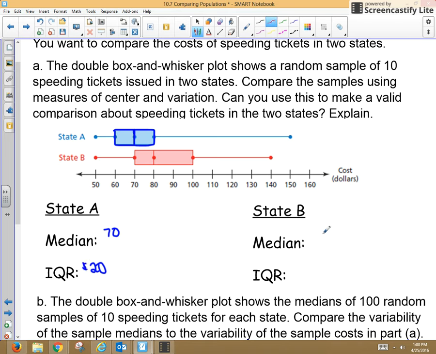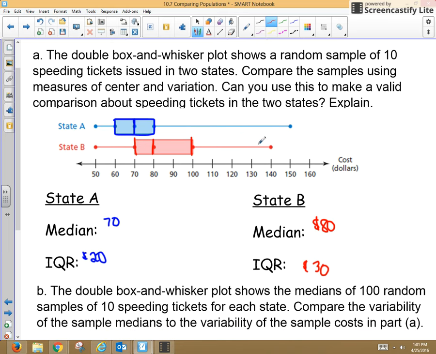Now to compare state B, the median is 80, and it's also in dollars. And the interquartile range here ranges from 70 to 100, which is a difference of $30. So if we wanted to compare both distributions, they are both kind of skewed to the right. And so we found the median and the interquartile range. The median and the interquartile range are pretty similar. However, the sample size is too small because they only have 10 speeding tickets.